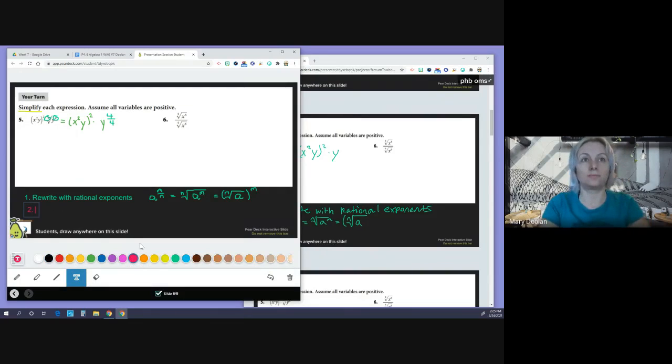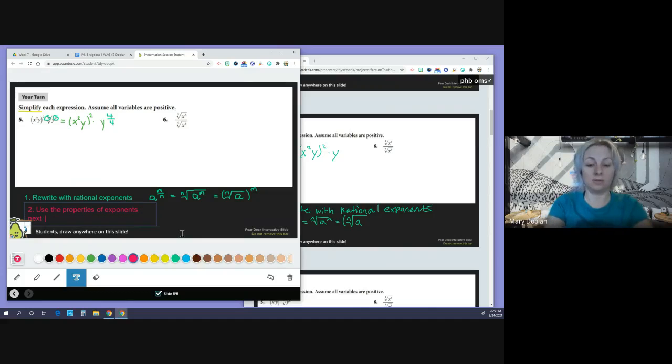To use properties of exponents. Okay, so we rewrite with rational exponents. Now we can start using the properties of exponents. And we have a bunch of them. Okay.